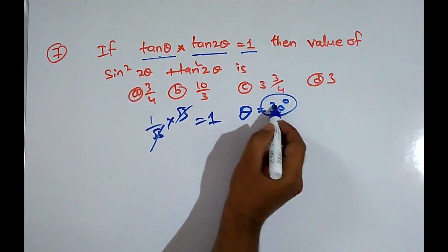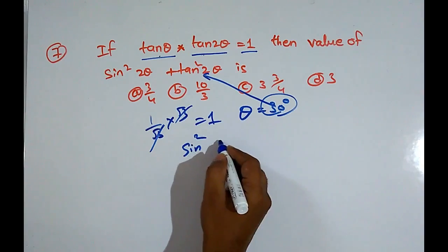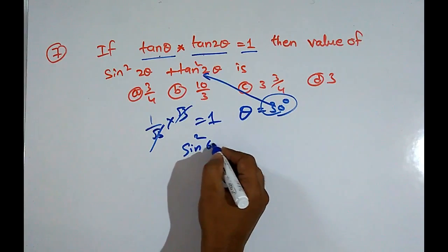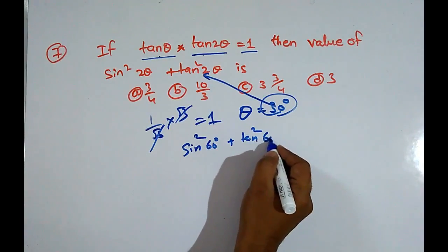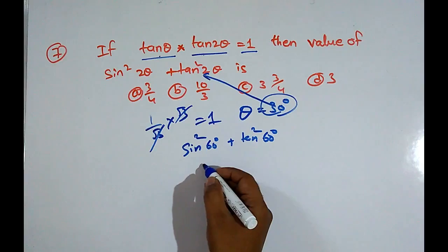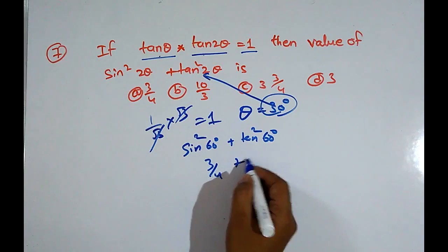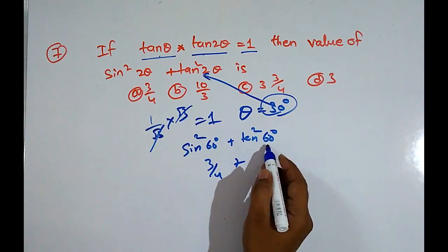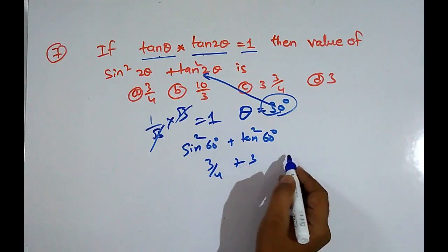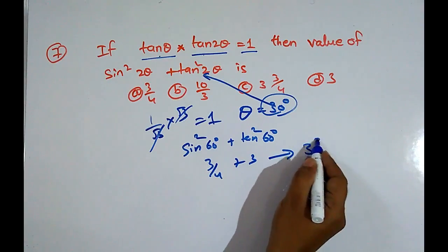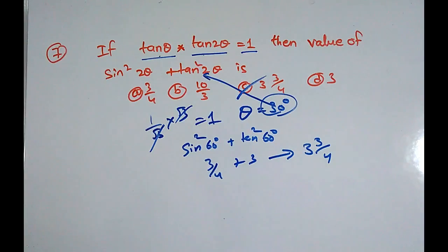If we substitute theta equal to 30 degrees in this expression, sine square 2 theta, that is 60, plus tan square 2 theta, that is 60 degrees, friends. Sine square 60 degrees is root 3 by 2 squared, that is 3 by 4. Tan square 60 degrees is root 3 squared, that is 3. So we get 3 by 4, option C, friends.